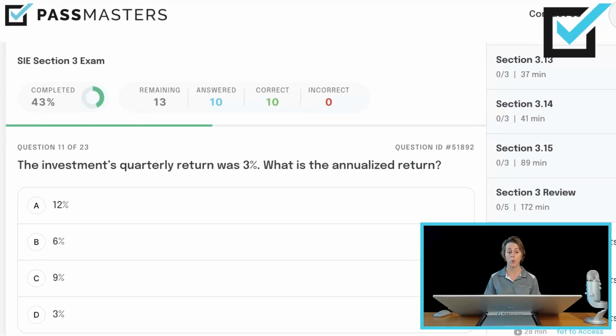The investment's quarterly return was 3%. What is the annualized return? Well, how many quarters are there in a year? 4. 4 times 3 is 12%. Annualized return. The best rate of return for comparison purposes is an annualized return.